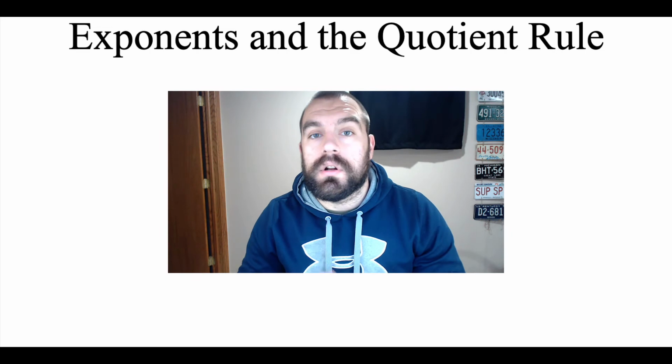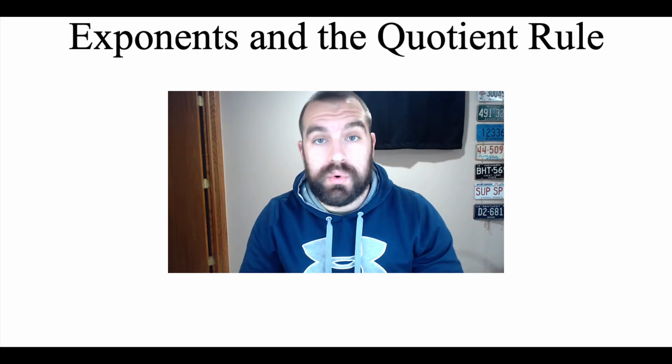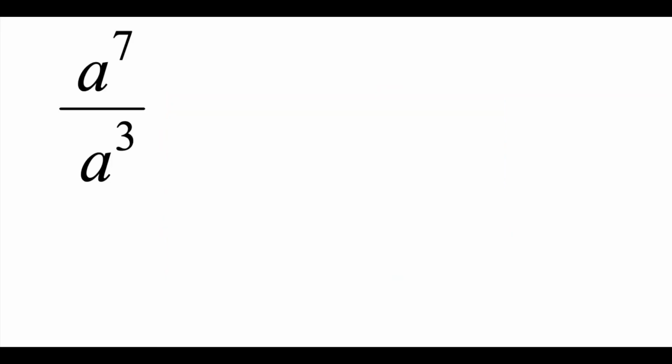In this video, we're going to look at exponents and the quotient rule. So when we're looking at using the quotient rule, that means we're going to have some division happening. So let's look at what happens if we divide a to the 7th by a to the 3rd.